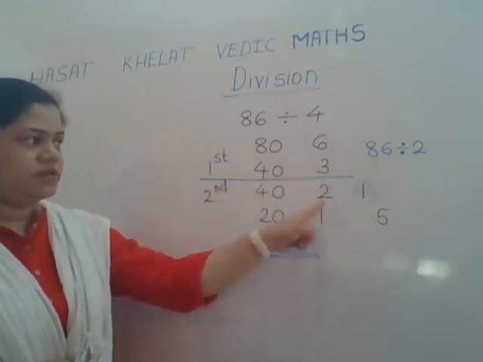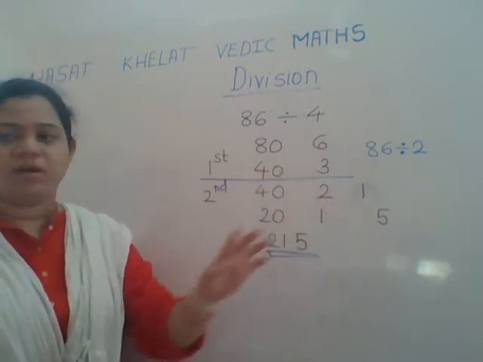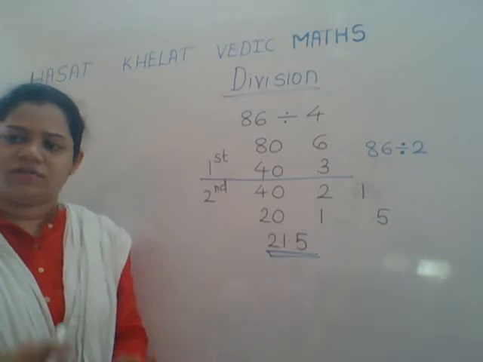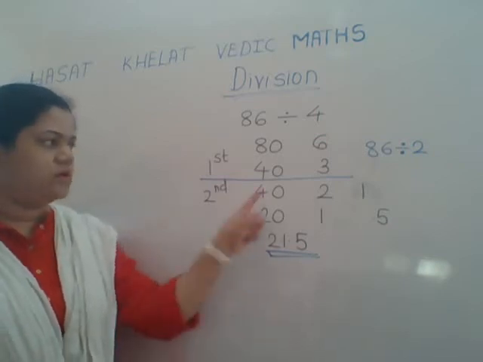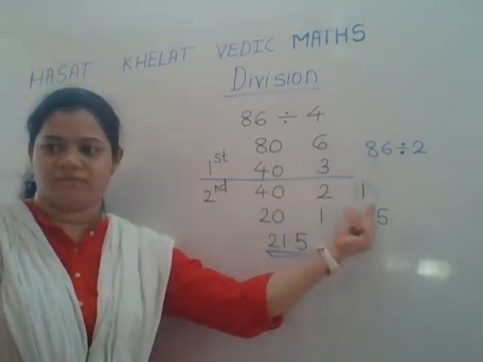This 3 I have written as 2 and 1. 40 as it is, 3 is written as 2 and 1. Our number hasn't changed. The number is same, 43.